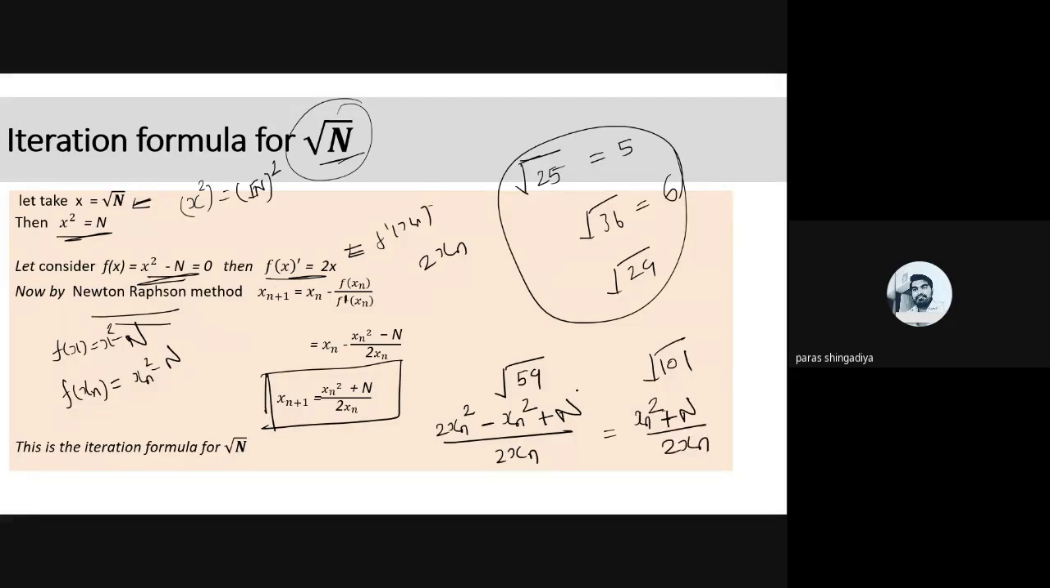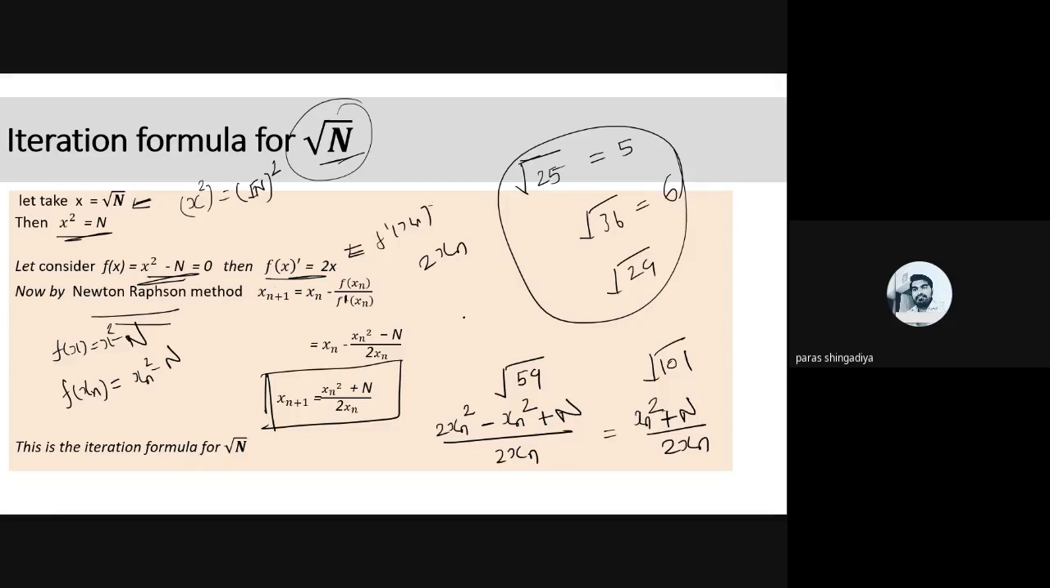Clear? So this is a formula to derive the iteration answer of the square root of n. Okay, square root of n. Clear? xn plus 1 is equal to xn square plus n divided by 2xn.